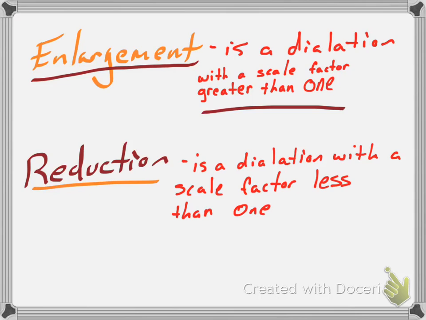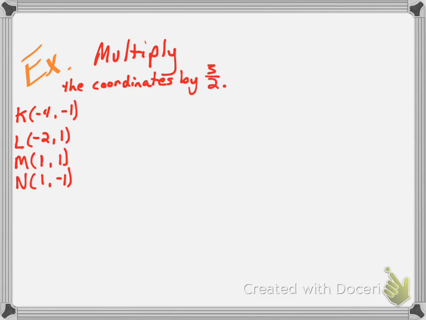If you multiply it by less than 1, then you're dividing, basically. So if you're multiplying by more than 1, you're getting an enlargement. You're making it bigger. If you multiply by less than 1, you're making it get smaller. So it's a reduction.